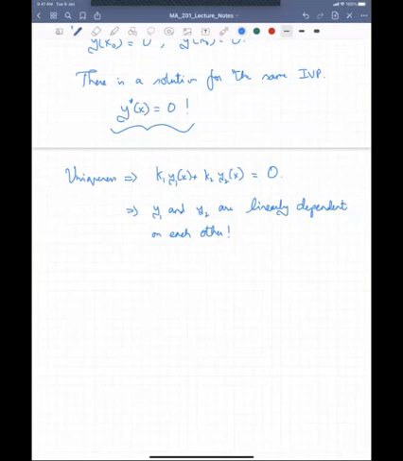So we will stop here today, and then we will continue our discussion of Wronskians and general solutions, and then we will move on to inhomogeneous differential equations also in the next lecture.